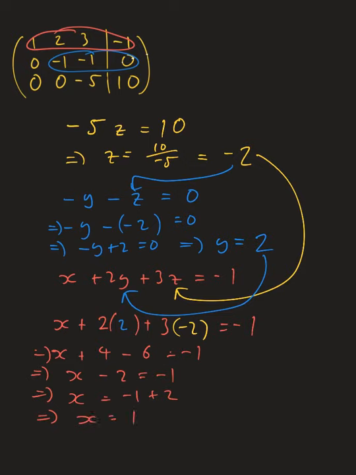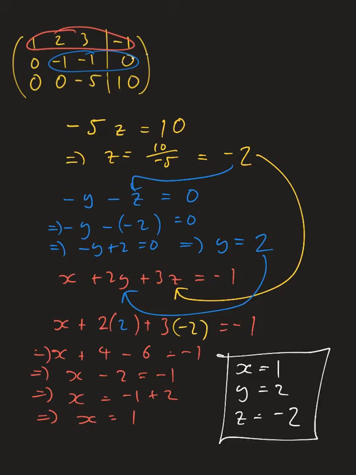So my final answer is x is equal to 1, y is equal to 2, z is equal to minus 2. And that's that system solved. Next we'll do question 3. So determine the values of k such that the following system has a unique solution and b more than one solution.